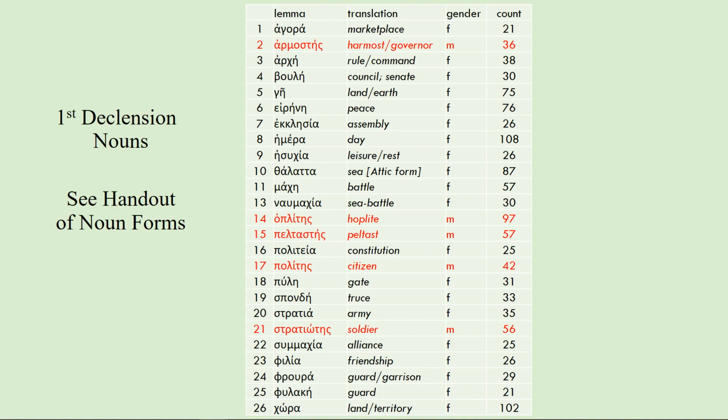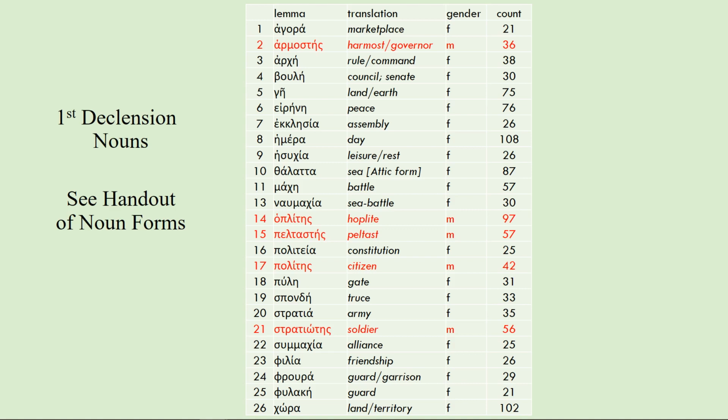Polites, a citizen. Pule is a gate. Literally, it's one of the 2 gates. So usually it comes in the plural, like you came to the gates of a city. By the way, that's where we get the word pylon, where they funnel traffic down into a smaller area. A sponde is a truce. A stratia is an army. Again, we're going to see a lot of these strat words.